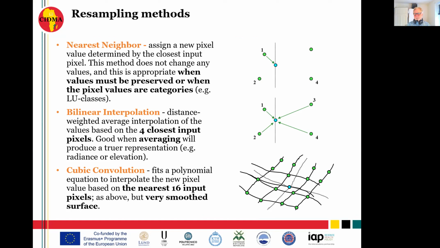And then we have cubic convolution that instead uses 16 input pixels and not 4 as the above. And it will try to fit a polynomial equation to interpolate the new pixel value. It will take more computer power to do every pixel value, and also produce a quite smoothed surface, as when the next pixel value is to be calculated, it will use many of those values as it used in the pixel before.